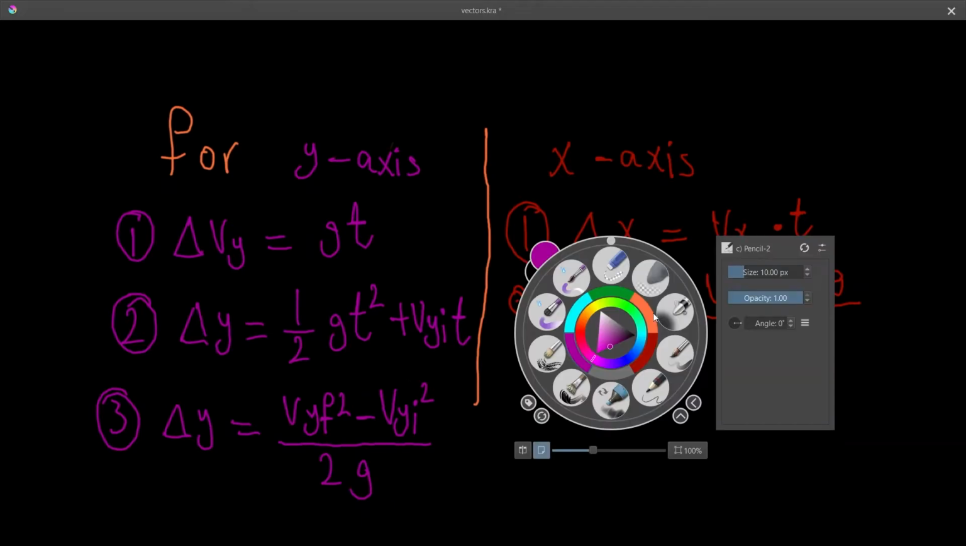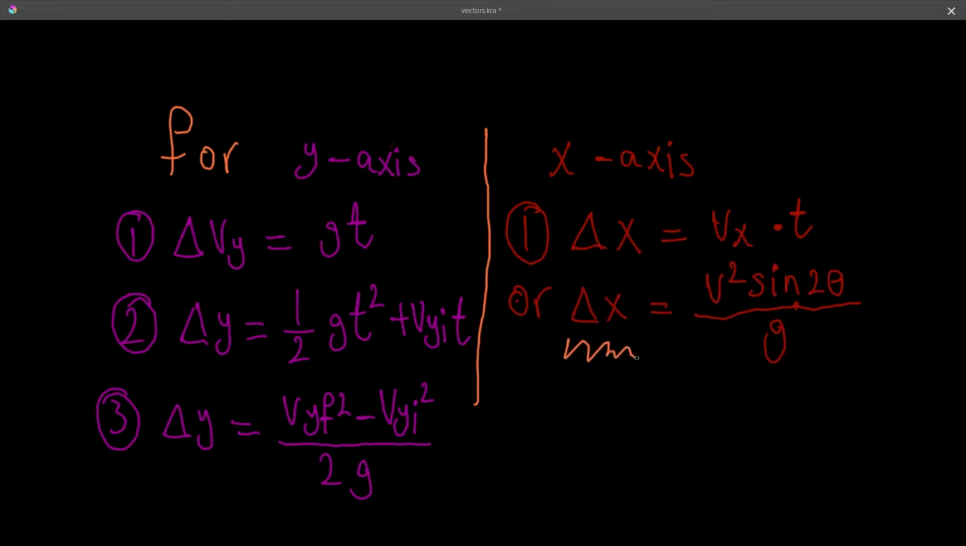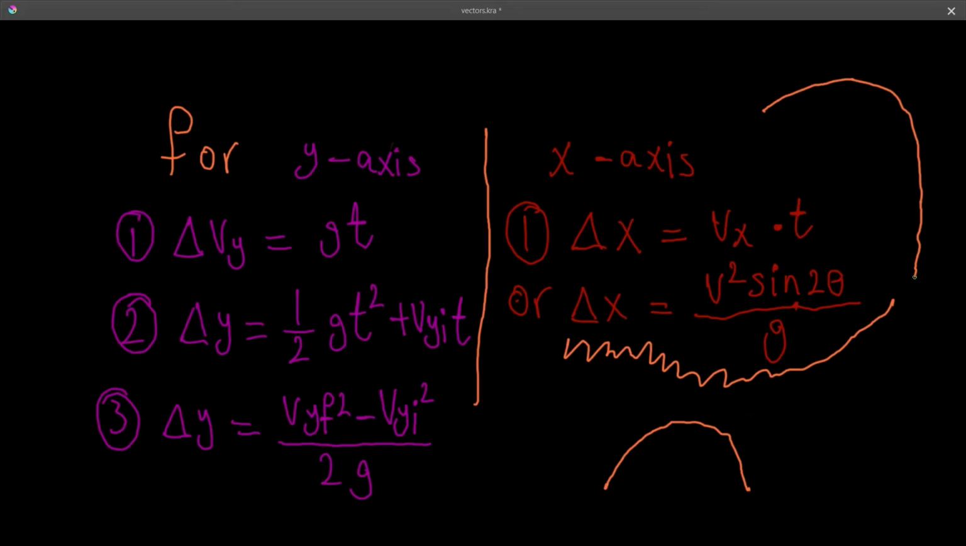Also, it is important to note that this part of the formula, v squared sine of 2 theta over g, only works if your projectile was launched like this, so it lands in the same place that it was launched from. If your projectile is launched from, say, a cliff, and its path looks something more like this, then the second formula no longer works, but the first one works. So you're going to need to find the total time and multiply it with Vx.